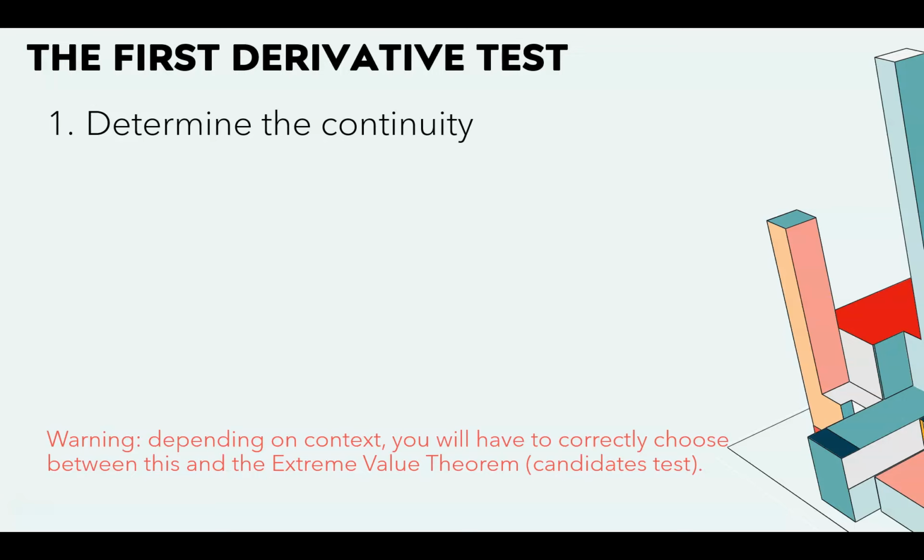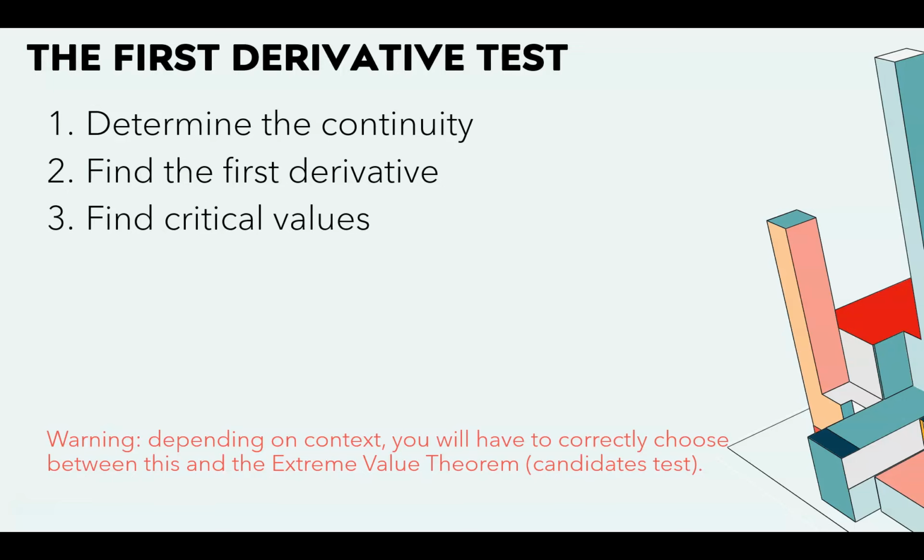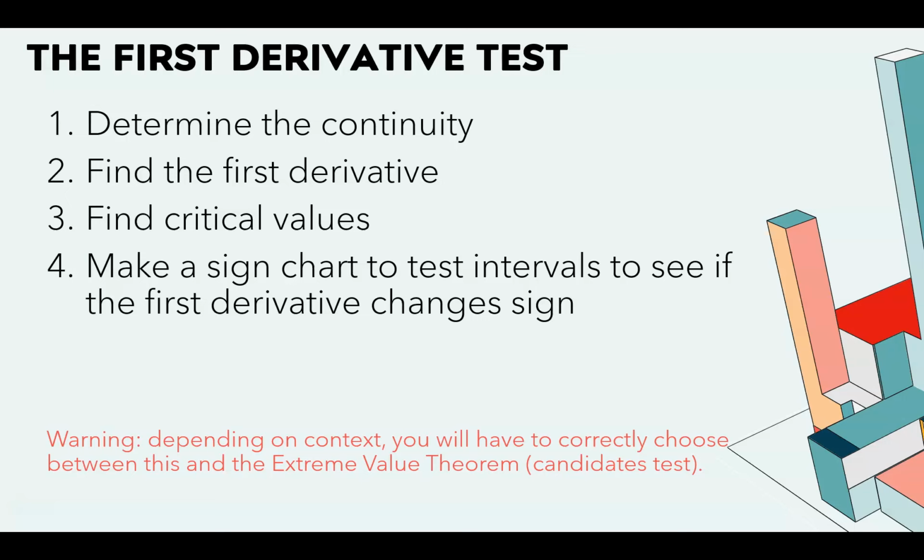So, this thing called the first derivative test: you first need to determine continuity. A lot of times you'll have polynomials or e to the x or something you just know is continuous. And the graph doesn't have to be continuous everywhere. Just know if it has a discontinuity, you better not say that the graph has a maximum or minimum at the discontinuity. We're going to find the first derivative so that we can find critical values. And then we're going to make a sign chart to test intervals and really look for where that first derivative changes sign.